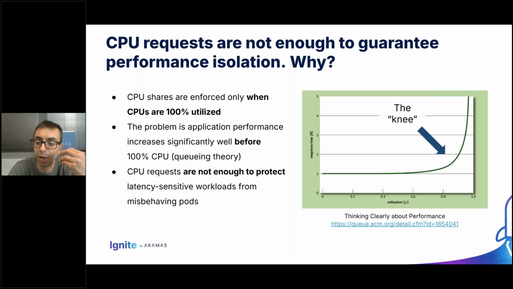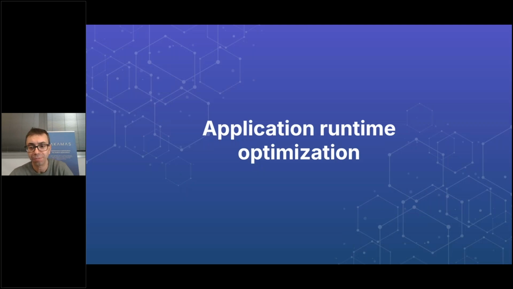So the problem is that CPU requests cannot really protect the workload because CPU requests just act when the CPU of the node is completely saturated. But if we run a latency sensitive application, we don't run with 100% CPU, but we tend to run the cluster at a much lower level of CPU usage. So that's why CPU requests in this situation are not good enough.